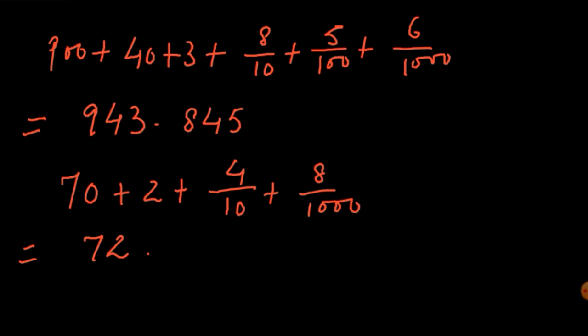Hundredths is missing. So this is 4 upon 10. So the hundredths place is missing. So in place of that hundredths place, we will put 0. And 8 upon 1000 will come like this. So 10, 100 and 1000. So this is the compact form or short form of the decimal number. And I hope this is quite clear.